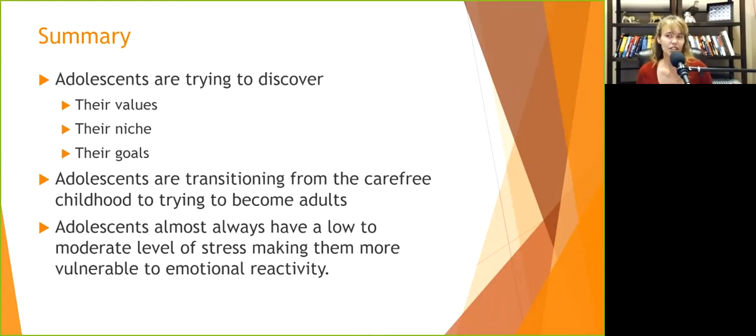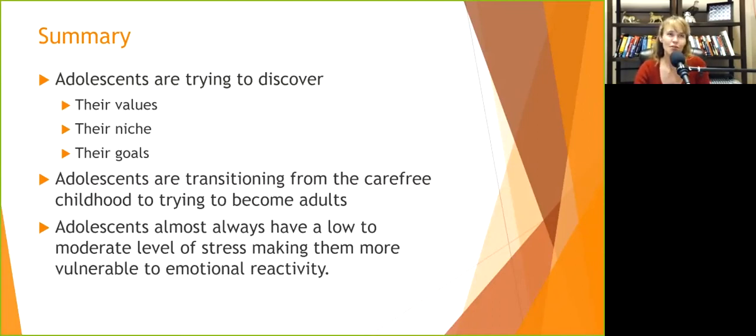Adolescents are transitioning from the carefree childhood where they didn't have to make a lot of decisions and they were buffered from a lot of stuff, hopefully, by their parents, to trying to become adults and make new friends and reach out and expand their social circle. And that can be really threatening or traumatizing. So it's important to understand that this is a really stressful time developmentally and socially for these youth.